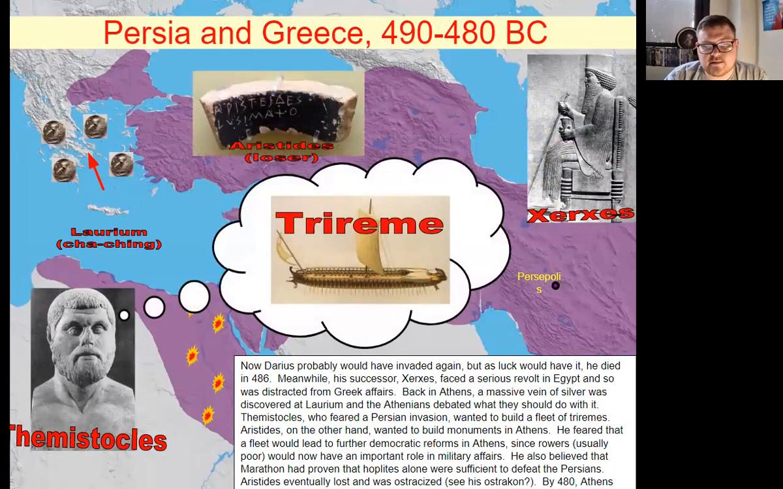And then we have Themistocles. So now Darius probably would have invaded again, but his luck would have it he died. So meanwhile, his successor Xerxes faced a serious revolt in Egypt and was distracted from the Greek affairs. Back in Athens, a massive vein of silver was discovered in Laurium. The Athenians debated what they should do with it. Themistocles, who feared a Persian invasion, wanted to build a fleet of ships called the trireme.